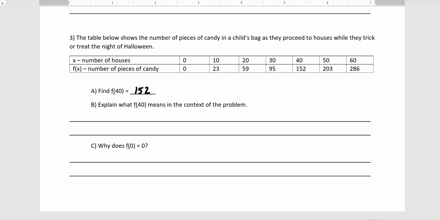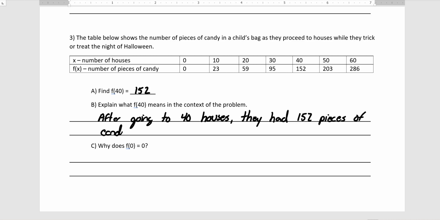So explain what f of 40 means in the context. Well, I just basically did. So after going to 40 houses, they had 152 pieces of candy in their bag. They also had a very large sweet tooth.